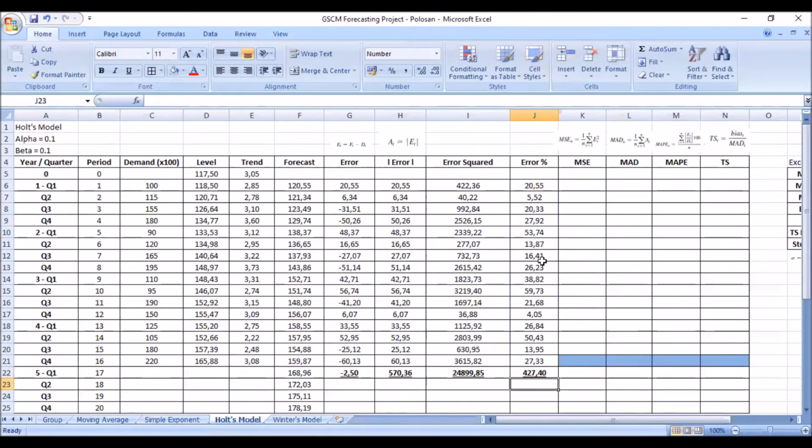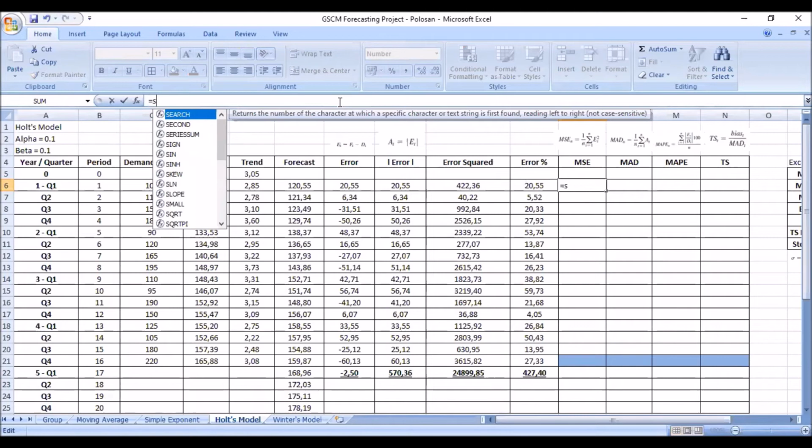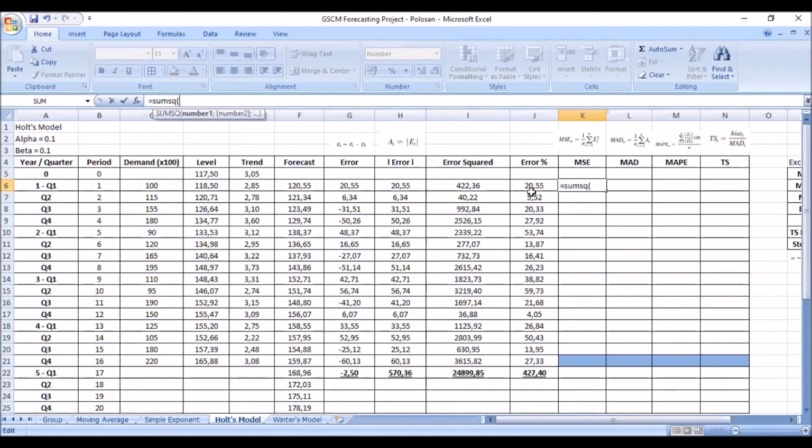And then after we have found the sum of our errors and also the calculations of our errors, we're just gonna start calculating the MSE. We're just gonna use the Excel formula first in this case. So we're just gonna use the sum square as usual. And we're just gonna click on the first error.